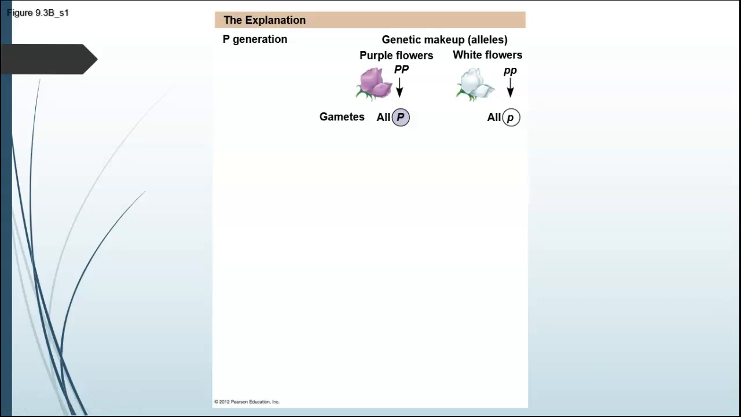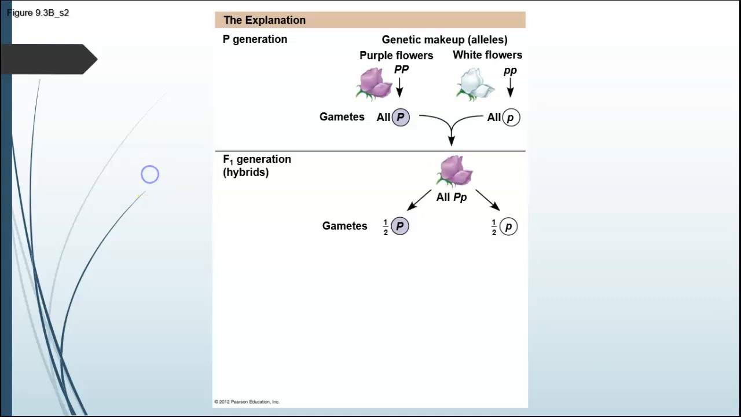So here we have our parent generation. We have our true breeding purple flowered plant and our true breeding white flowered plant. All of the gametes that can be produced by one are going to be identical. And so when those combine together, all of the offspring are going to have one of each type of gamete. They're going to have a capital P and a lowercase p. When the F1 generation cross with each other, half of their gametes are going to be capital P's and half of their gametes are going to be lowercase p's.